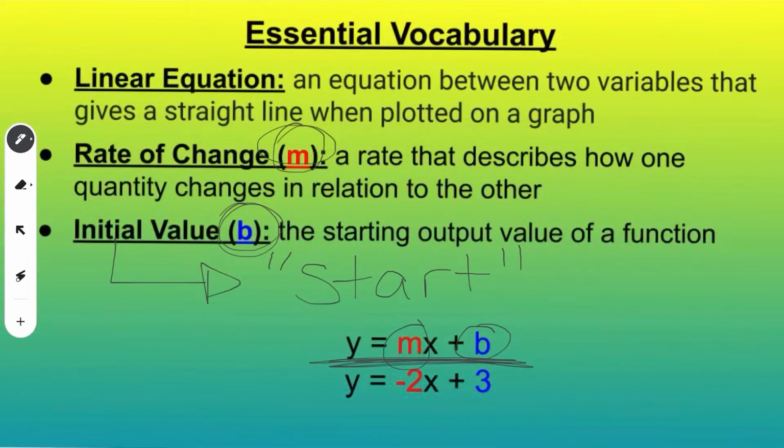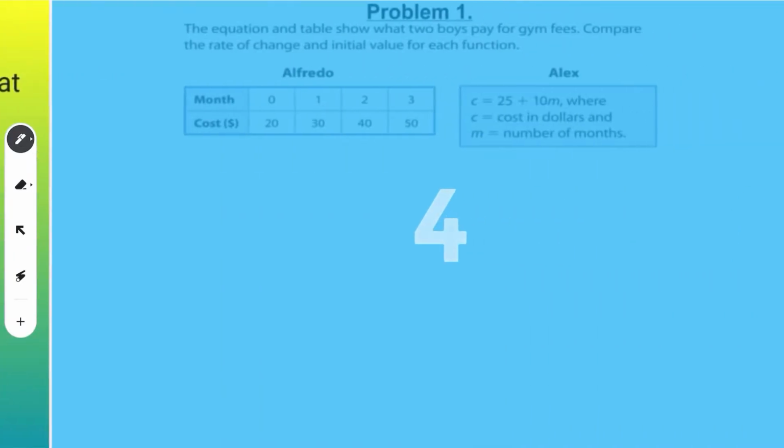Taking a look at the linear equation below, we see that we have y equals negative 2x plus 3. The negative 2, our coefficient, is our rate of change, m, and the positive 3, our constant, is our initial value, positive 3. So let's start some practice.